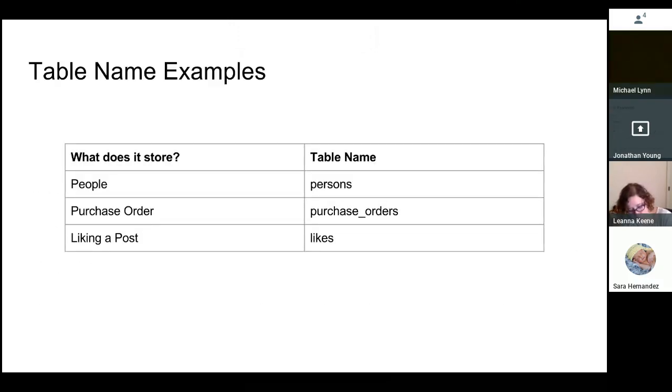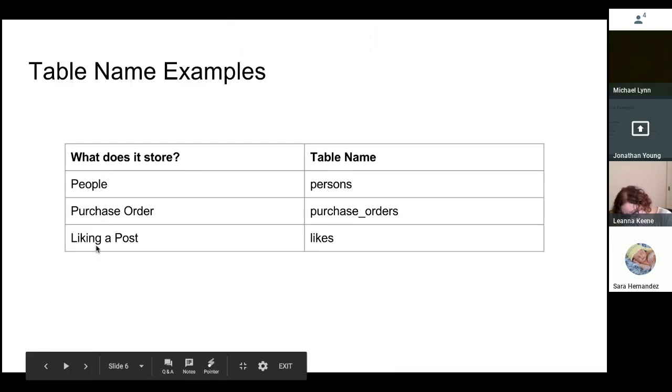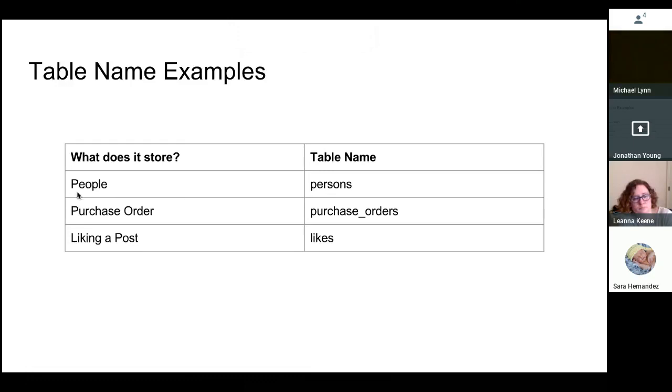So some naming conventions, if you are talking about people, purchase orders, or likes on a post, maybe a good table name for the people would be persons, because that's a plural noun for a person. If you have purchase order, this one's easy, purchase orders, because I have more than one. Likes on a post, I would just write likes, something like that.